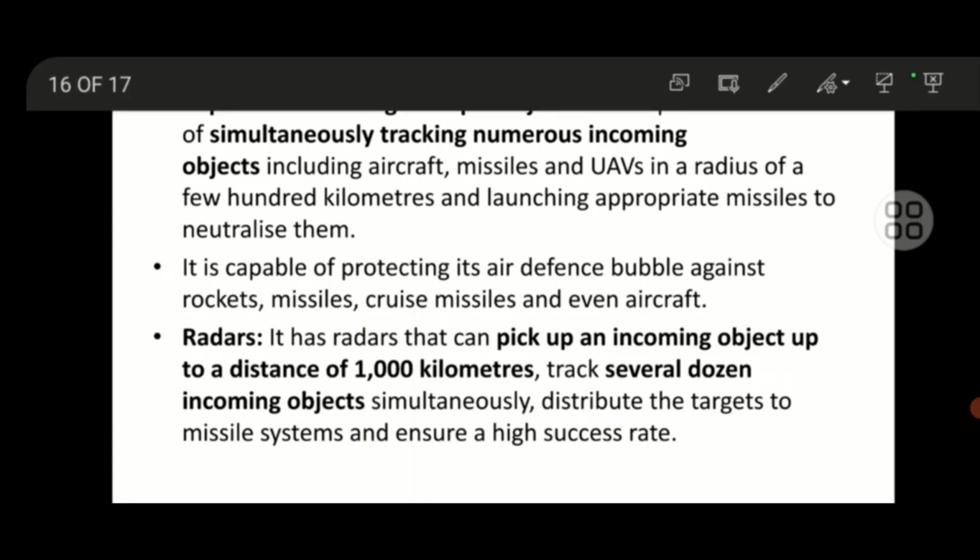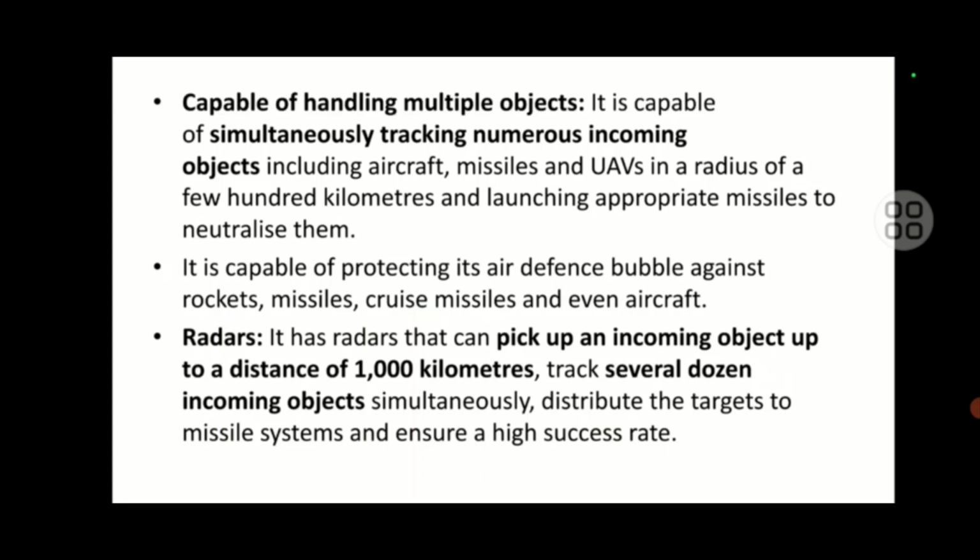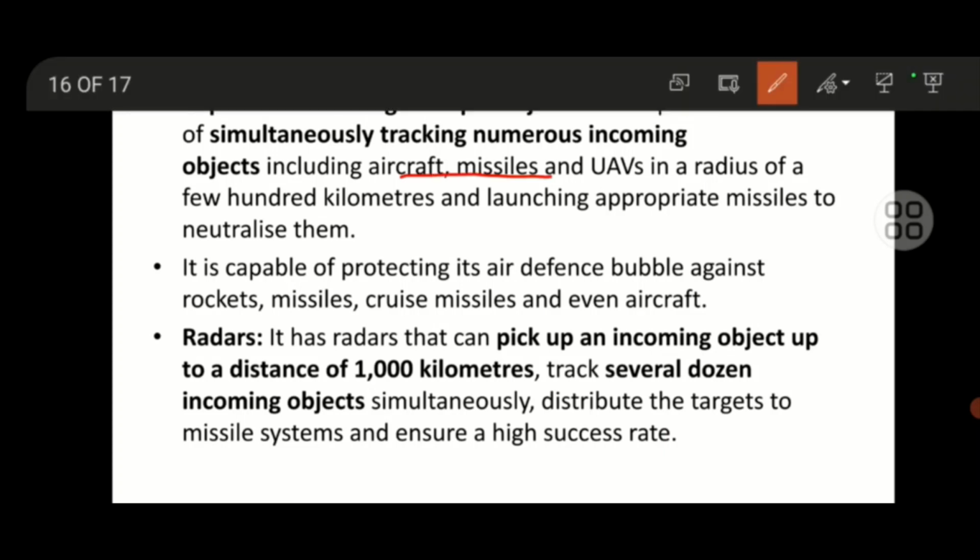It has the capability of handling multiple objects, meaning aircraft, missiles, UAVs, and it can protect its air defense bubble against rockets, missiles, and cruise missiles. It can also pick up an incoming object up to a distance of 1000 kilometers.